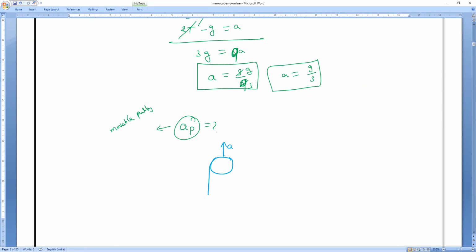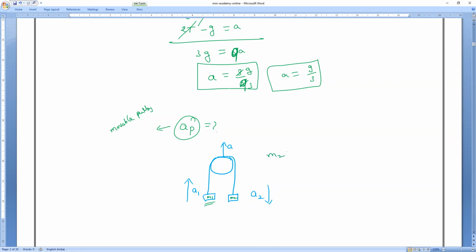Mobile pulley. Having two bodies, all of you observe very carefully. These are the two bodies. I will say this body's acceleration is A1, upward direction, and this body's acceleration is A2, downward direction. From this, I can understand who is having more mass, this body or this body? This body is M1, let me take, and this body is M2, you can take.